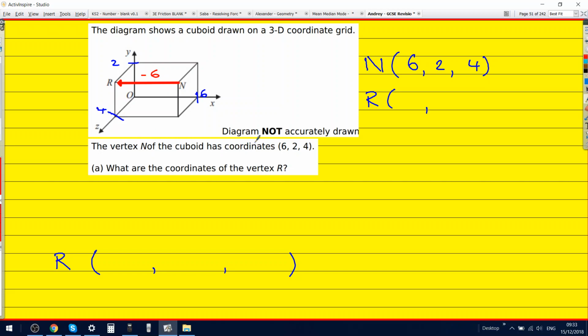So we were at 6, 2, 4. We went 6 left along the x. So is it? Oh, so 0, 2, 4. Yeah. 0, 2, 4. That's it. Yeah, so for these ones, it helps to have a reference point and to travel from there. Like, what did you have to do to go from one to the other? You have to subtract 6. You have to go 6 back on the x, because it's kind of difficult to know from the start.